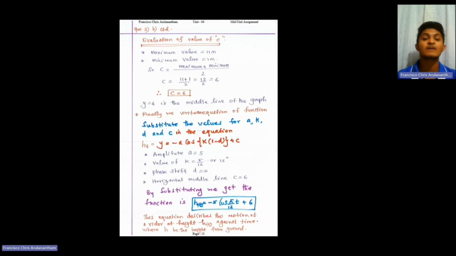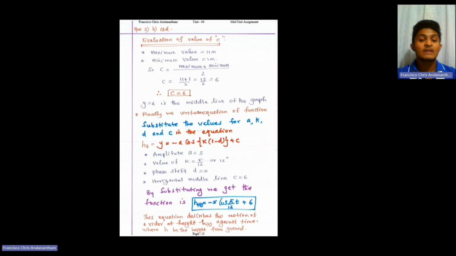Next, evaluation of the value of c. As I already said, the maximum value is 11 meters and the minimum value is 1 meter. So c is equal to maximum value plus minimum value over 2. If we substitute the values, we will get c as 6. y equals 6 is the middle line of the graph.